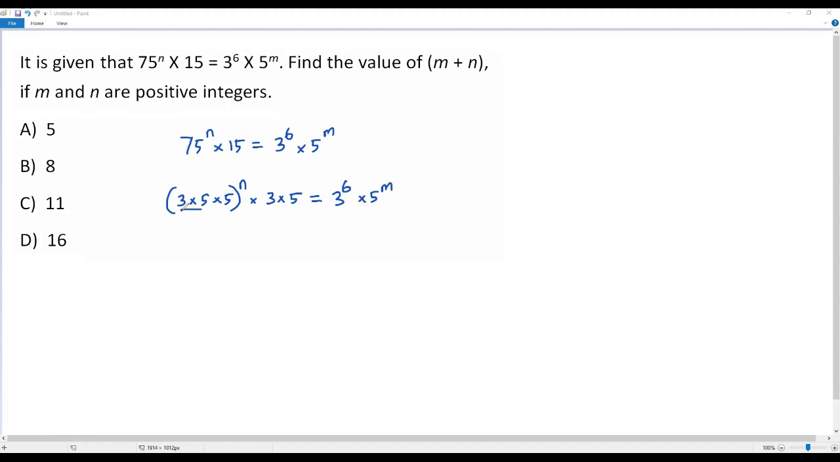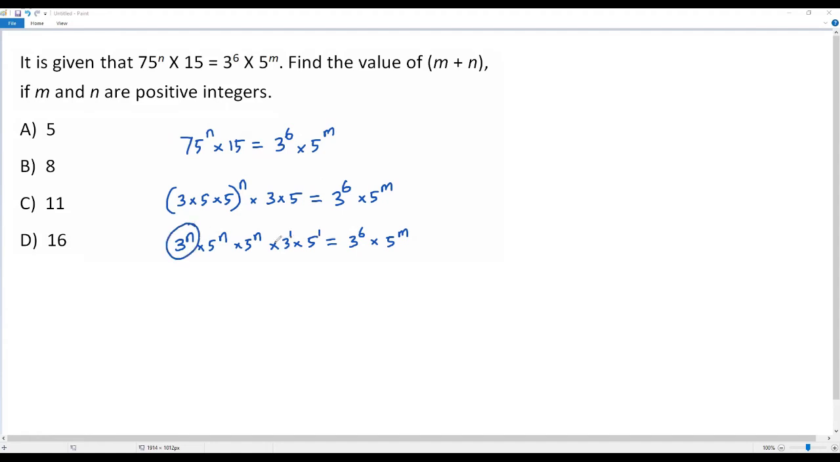Okay, here we have a product of three numbers. There is a common exponent n. Whenever there is a common exponent of a product of two or more numbers, we can distribute this exponent to each number and multiply the results. Then we get 3 to the nth power times 5 to the nth power times 5 to the nth power times 3 times 5 equals 3 to the 6th power times 5 to the mth power. For this 3 and this 5, we don't have any exponent, so we can take exponent 1 over here and here.